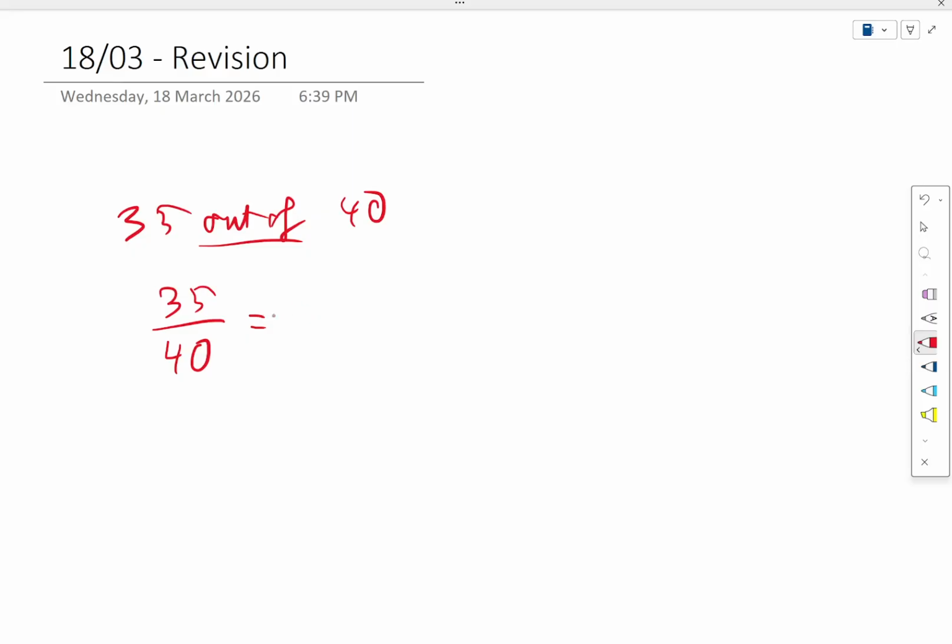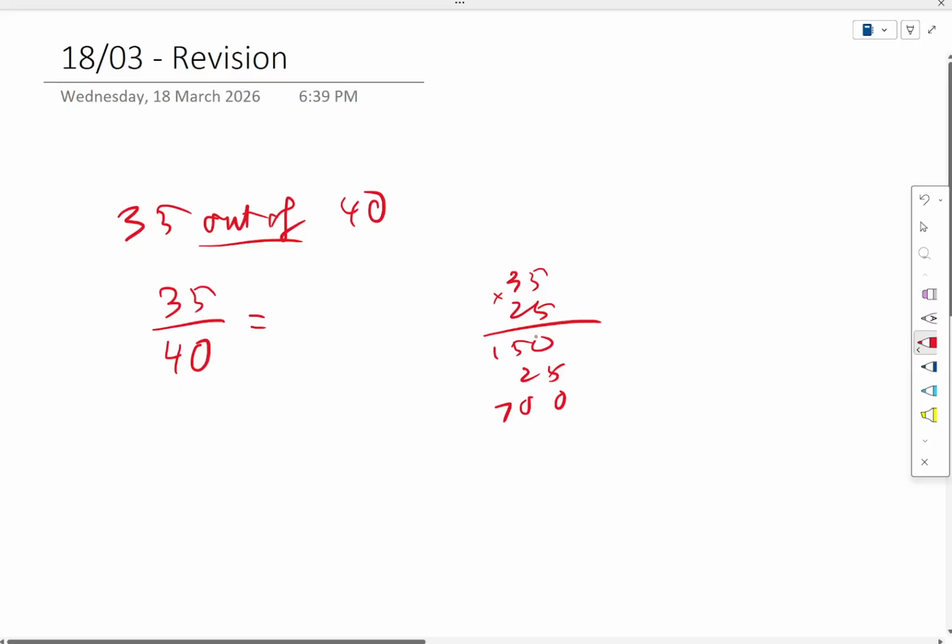If you're confident, you can divide by 4 to get a decimal, so that'll be over 10, or you can multiply it by 25. So we can multiply by 25, and you can do it on the side here. So that would be 150, 25, and that would be 700. Wait, did you know how I did it? No. Okay, actually I'll redo this.